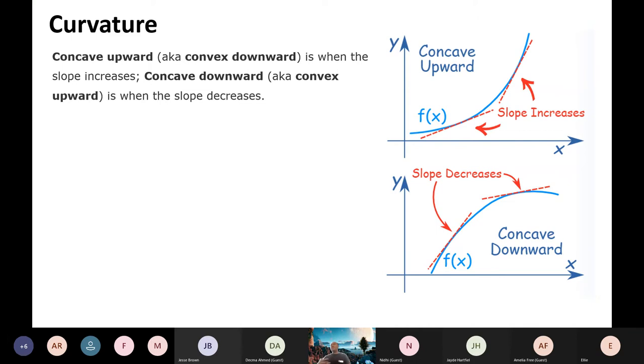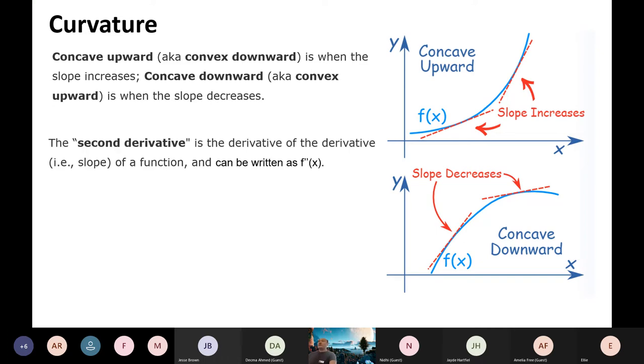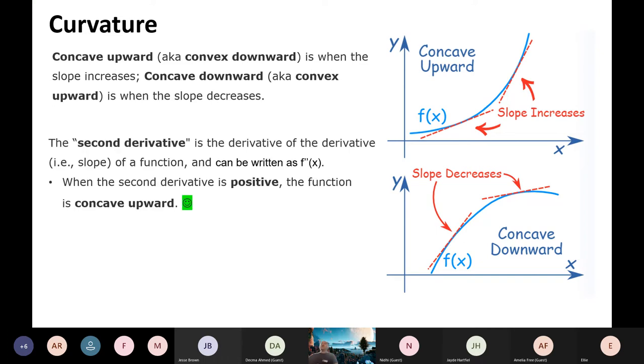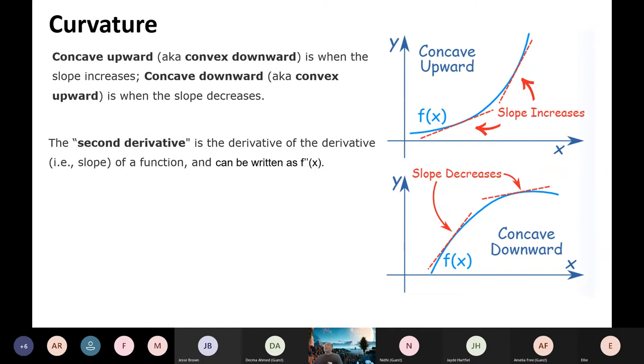So before, we were interested in how the original function changes, so we take the derivative. Now we are interested in how the derivative changes, how the tangent line changes. We can take the derivative of the derivative. In other words, we can take the derivative of the tangent line slope. The derivative of the derivative, we call the second derivative. And the notation could be f double prime of x. The double prime means second derivative.